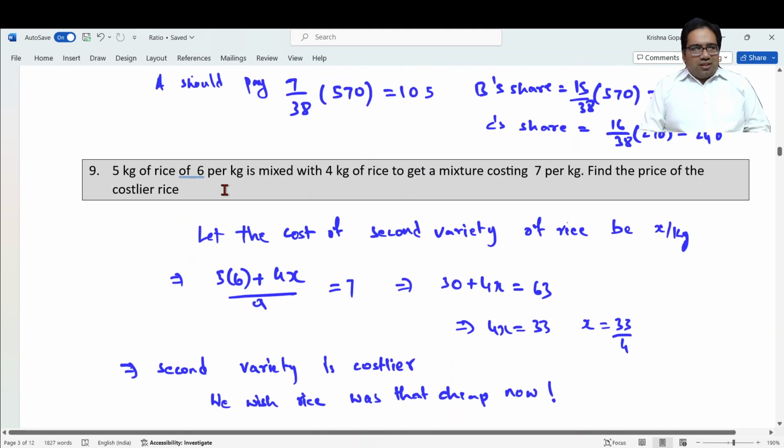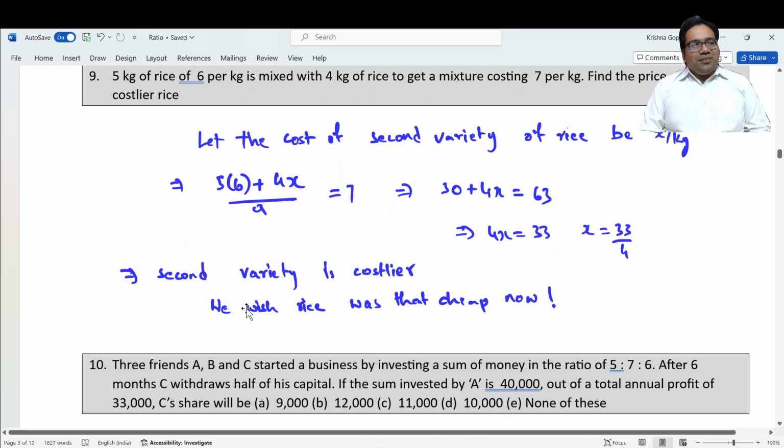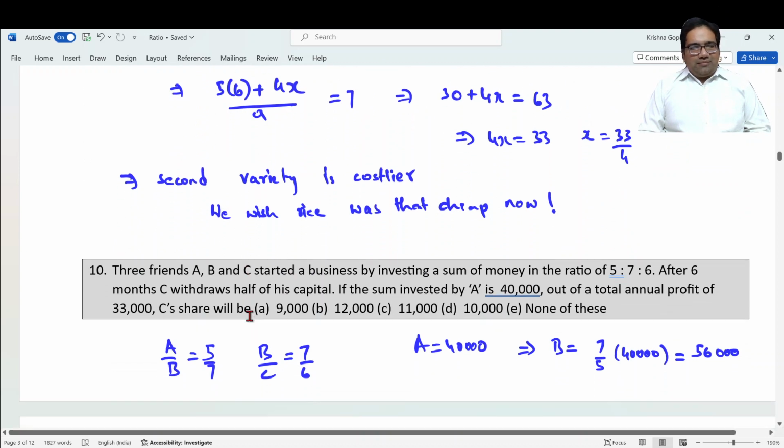Okay. This is a hypothetical situation. Rice is no longer this cheap. We wish it was that cheap now, right? Rice is not this cheap nowadays. Cool.